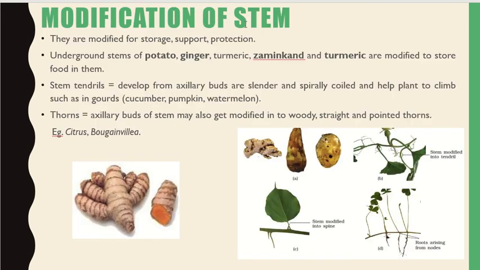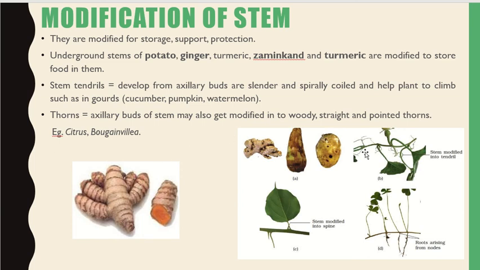Now the modification of stem, basically they are modified for storage, support, and protection. So the modification of stem, basically they may be underground stem, for example in potato, ginger, turmeric, and zamikand, right? So they are modified for storage, right?